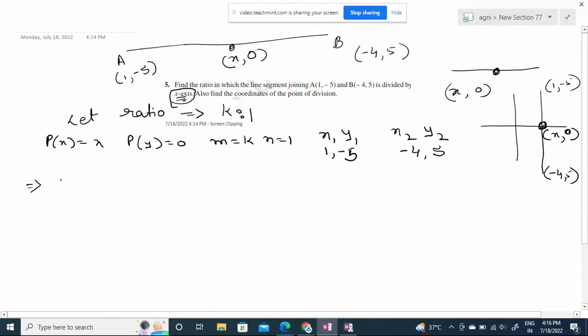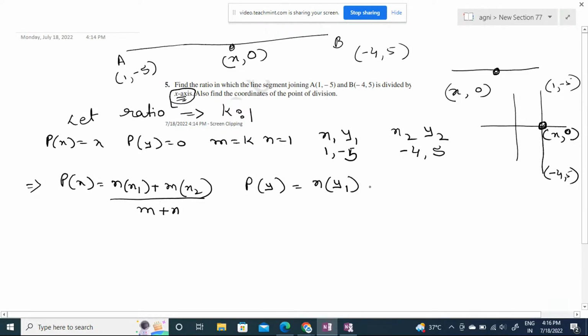Now we use the formula Px is equal to (n x1 plus m x2) over (m plus n). And another formula we have, Py is equal to (n y1 plus m y2) over (m plus n). Now see, in these types of questions, we take that value which is 0, so it's easy to solve.